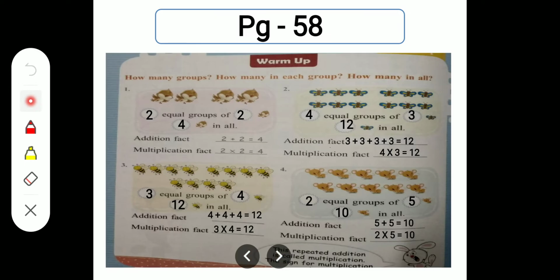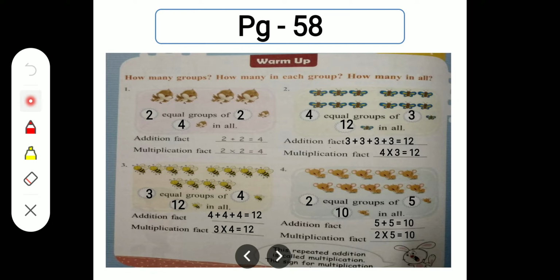Now children, take out your Living Maths book and turn to page number 58. There are some warm-up exercises. Let us see what they are. How many groups, how many in each group, and how many in all.